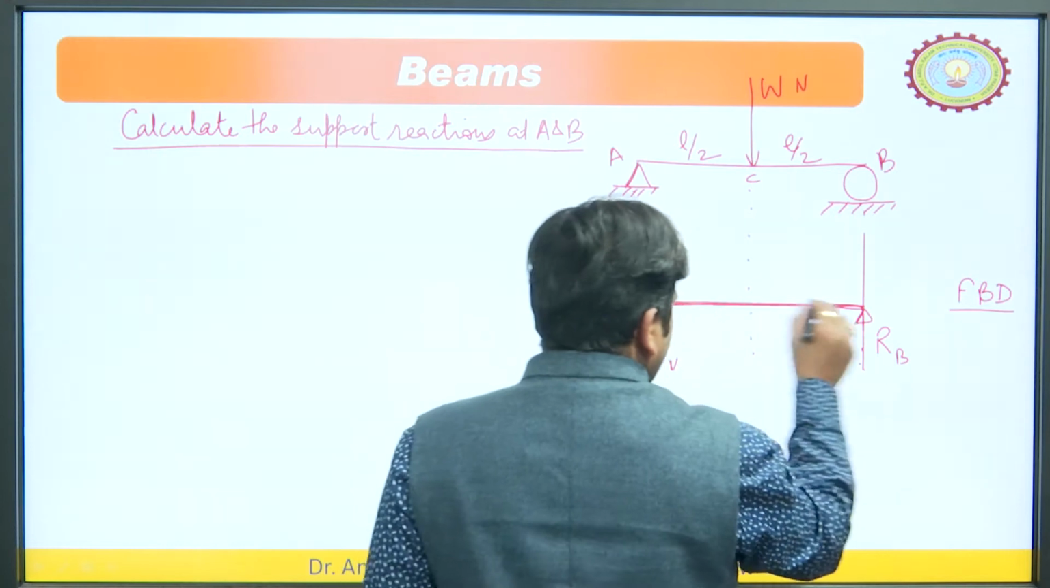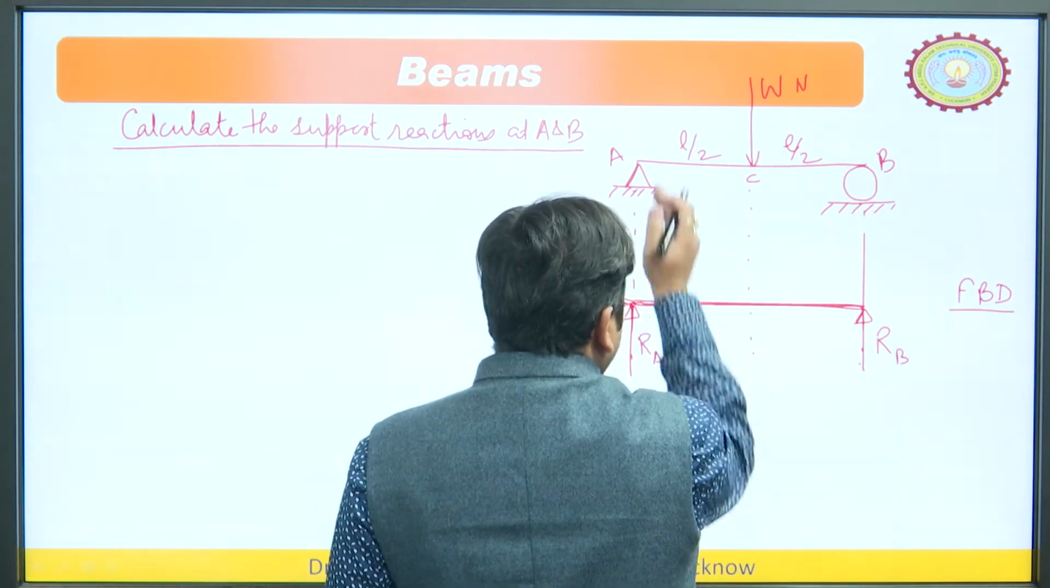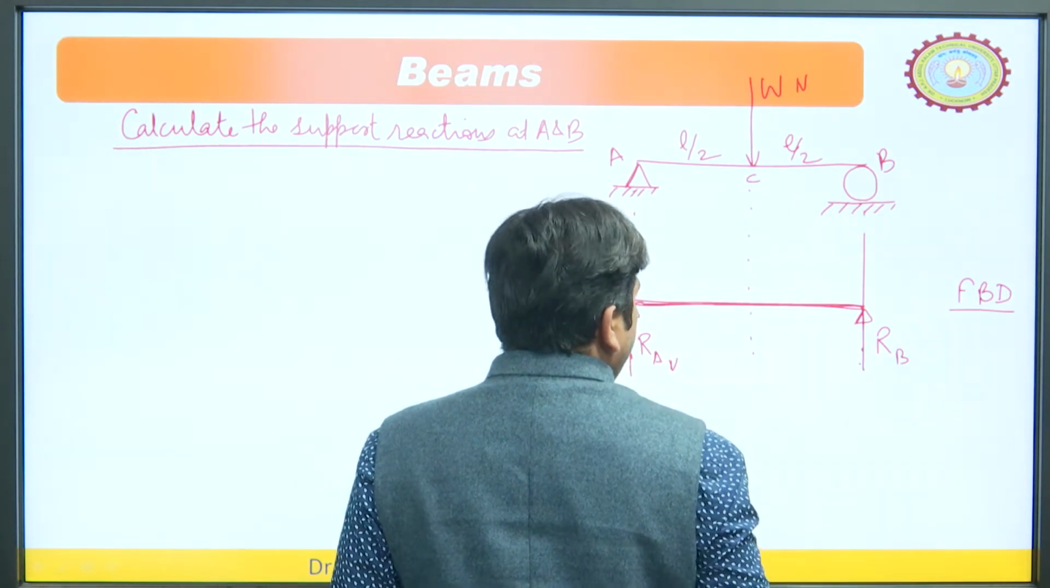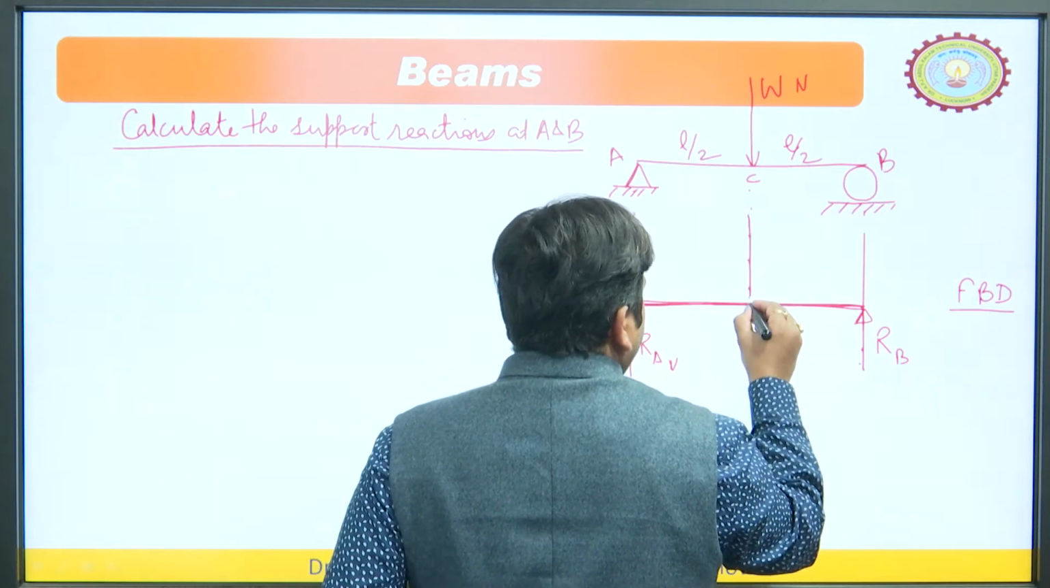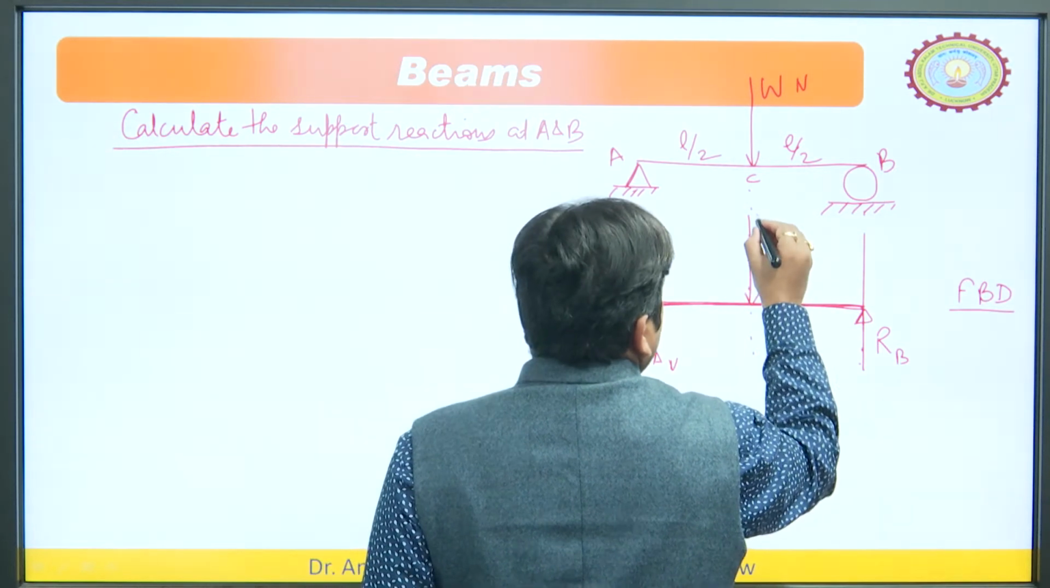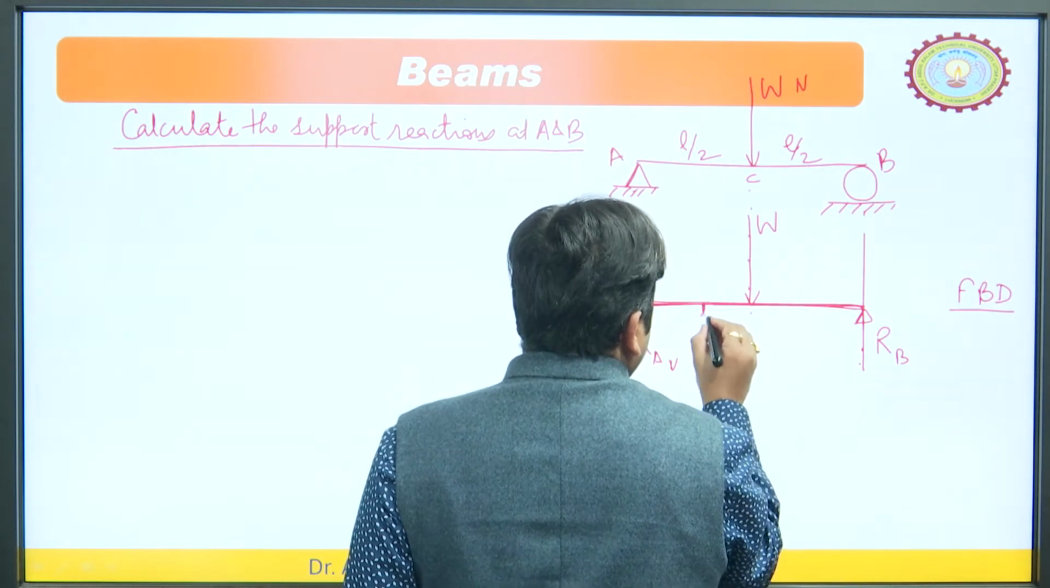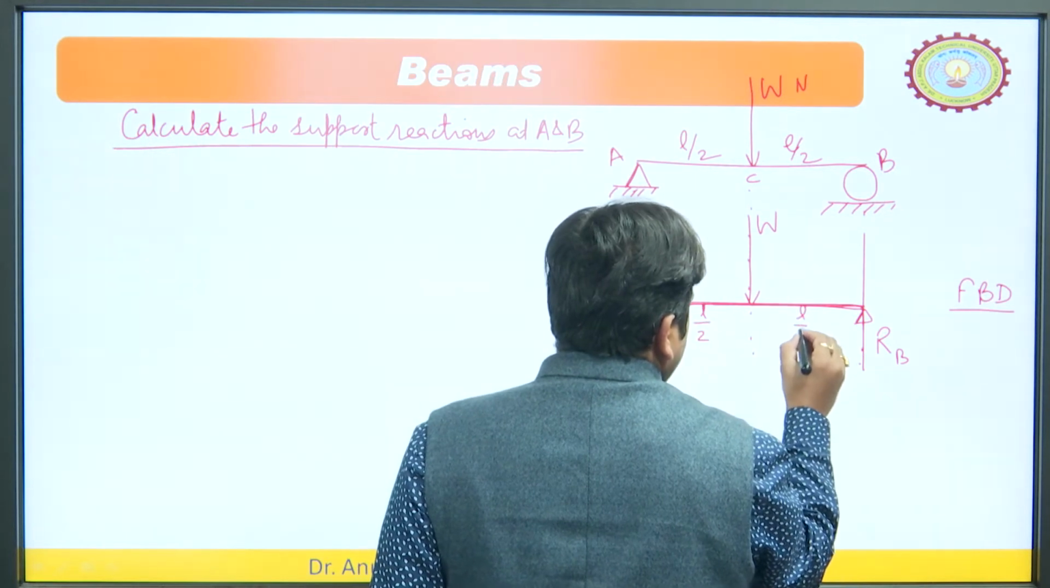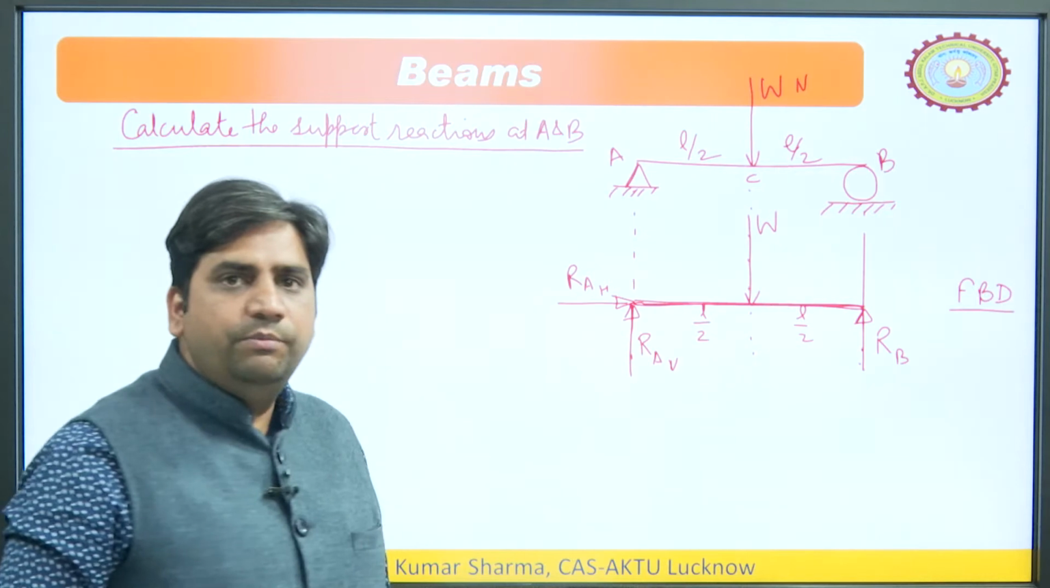And first, draw the beam. Now, remove the support and apply the support reaction. Third, draw the force as it is shown in the numerical. So, it is W, and this length is L by 2, this length is L by 2. So, it is acting midway.